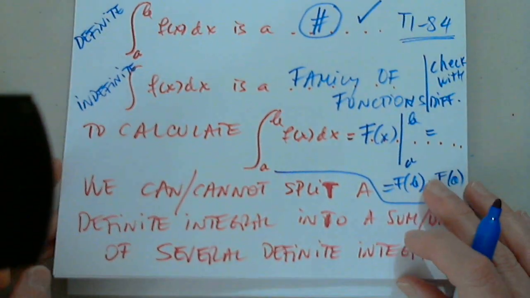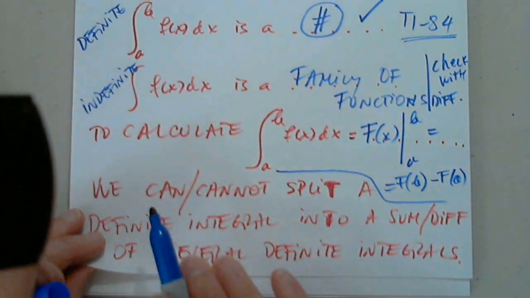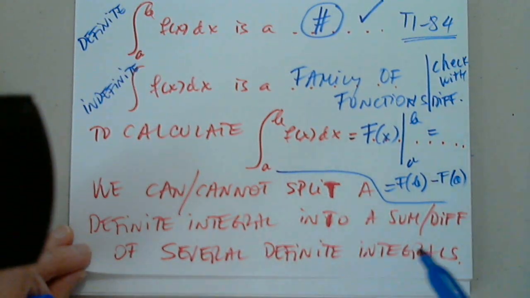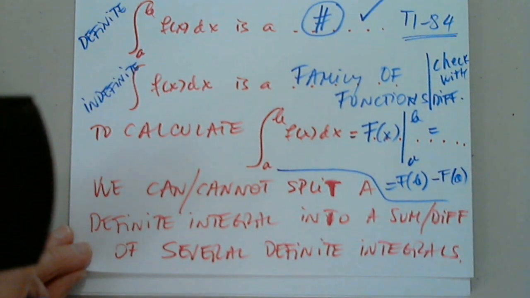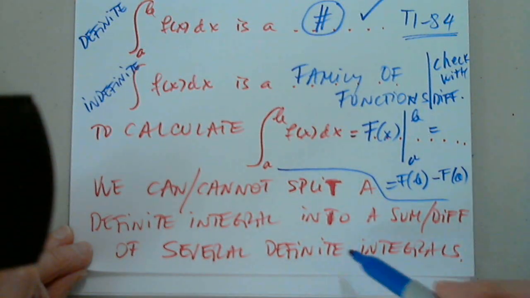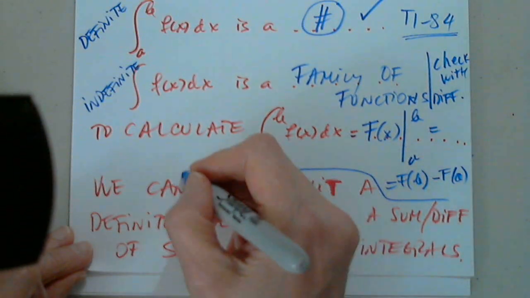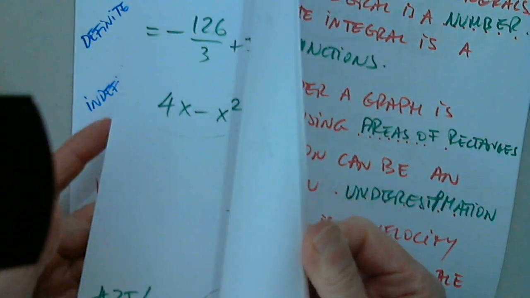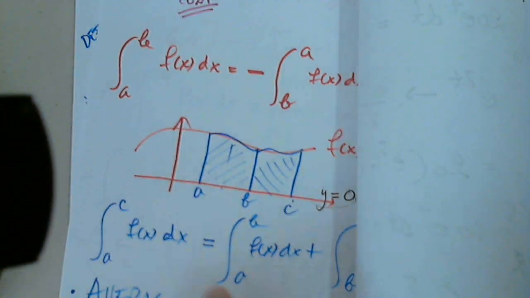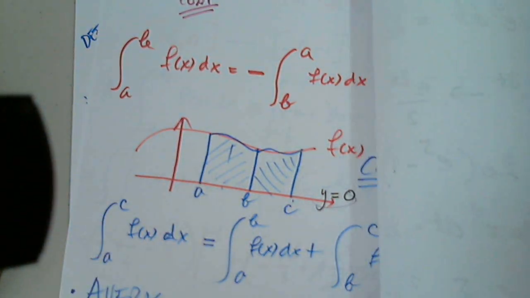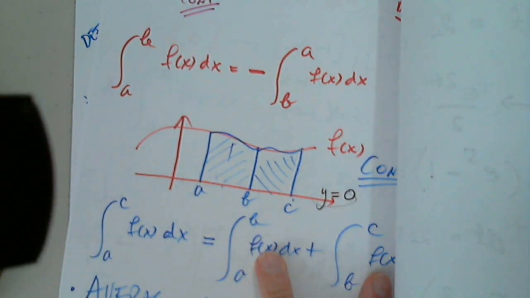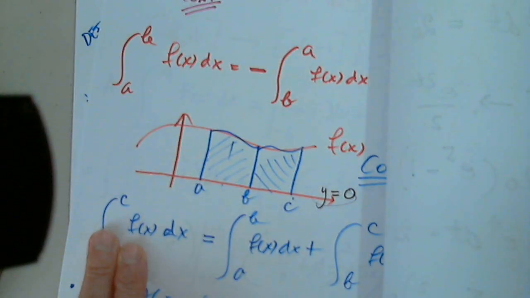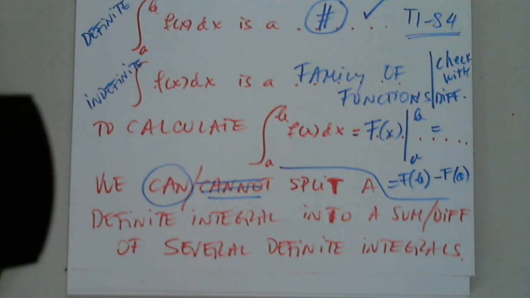Question. Can we or can we not split a definite integral into a sum or a difference of several definite integrals? Yes, we can. We did it last time. We had this property in which we were allowed to. It can go back and forth. So I can have this split into this, or I can have this condensed into this. Very good.